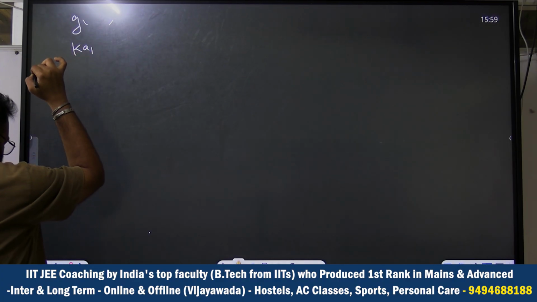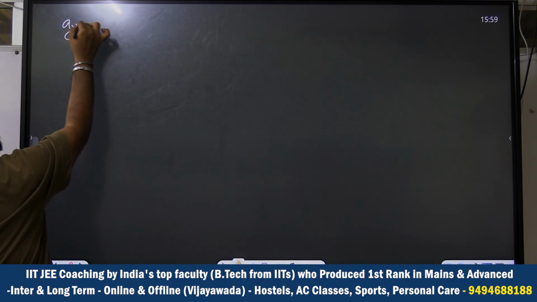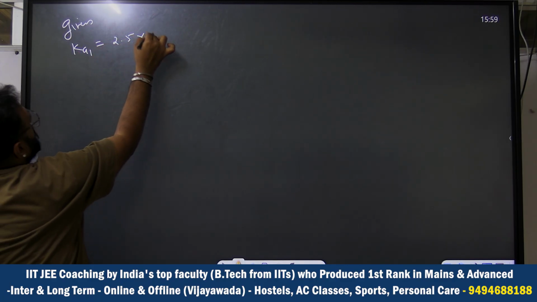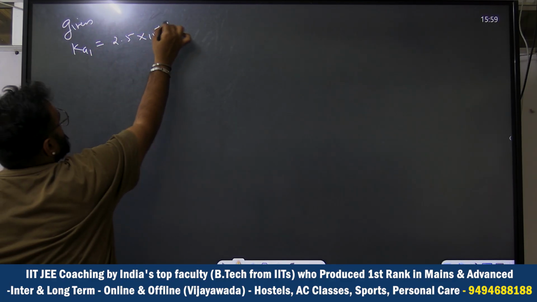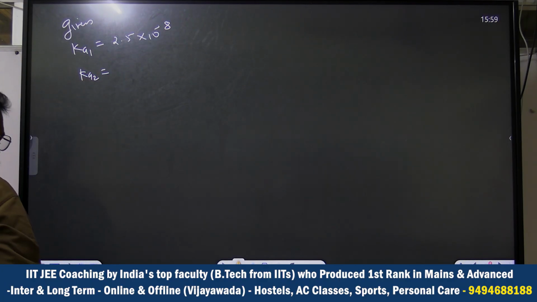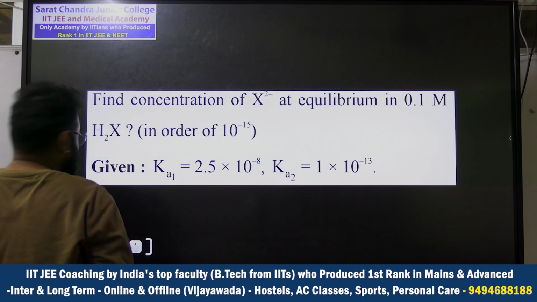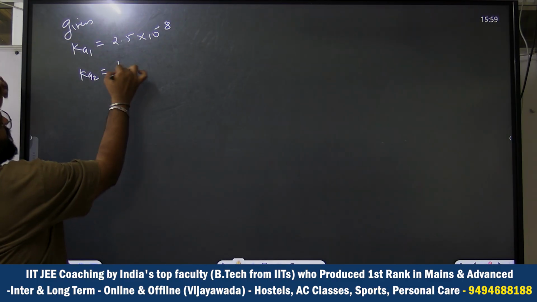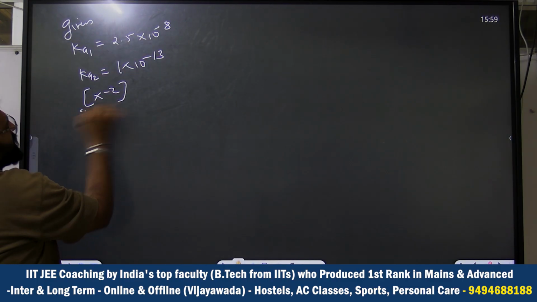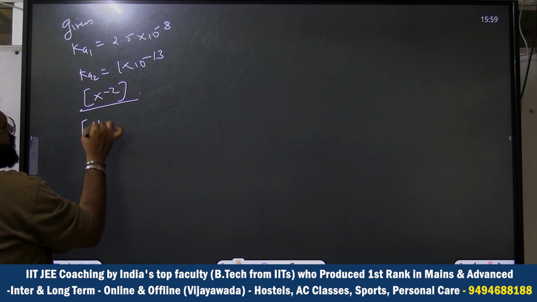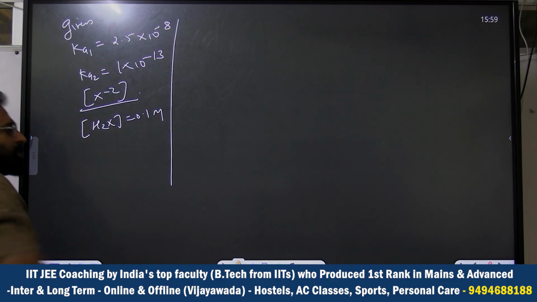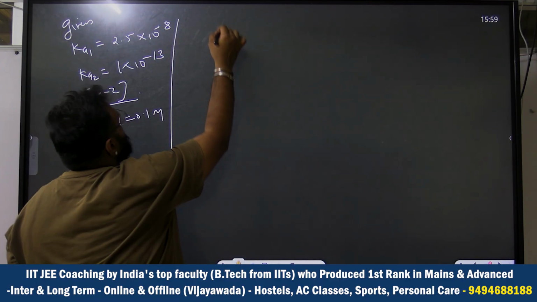Ka1 is equal to 2.5 into 10 to the power minus 8. What is Ka2 given? Ka2 is 1 into 10 to the power minus 13. We need to find the concentration of X2 minus, and the initial concentration of H2X is given as 0.1 molar. Chalo, so let us solve this question.